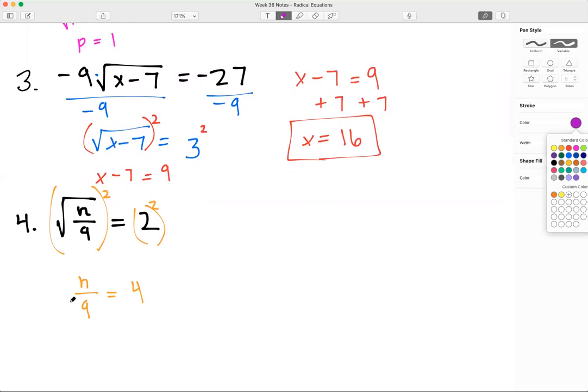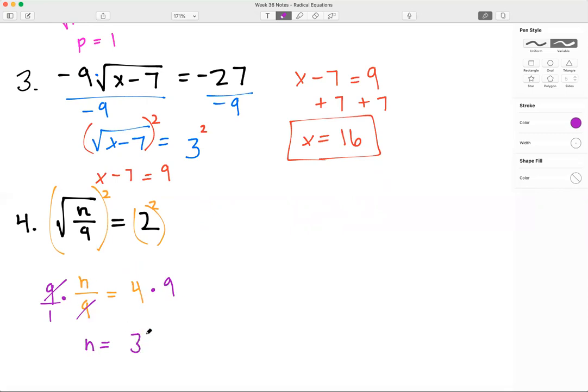What we do is when we have a variable divided by a number, we multiply both sides by that number to get rid of the denominator. So we multiply both sides by that. It means we have basically a 9 in the numerator and the 9 in the denominator, so they cancel. That's why we do that. Okay, now that just leaves the n by itself, the n over the 1, equals 4 times 9, 36.